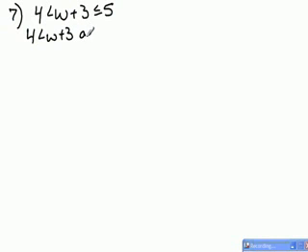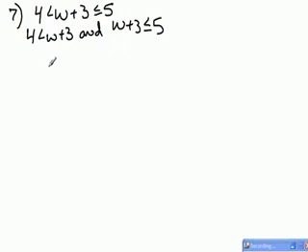Number 7 says 4 is less than W plus 3 is less than or equal to 5. Okay, this is another way to write an AND statement or an intersection. You can write them all together like that if it's an AND. But in order for us to get W by itself, you need to break this into 2 things. So I'm going to write it as 4 is less than W plus 3 and W plus 3 is less than or equal to 5.